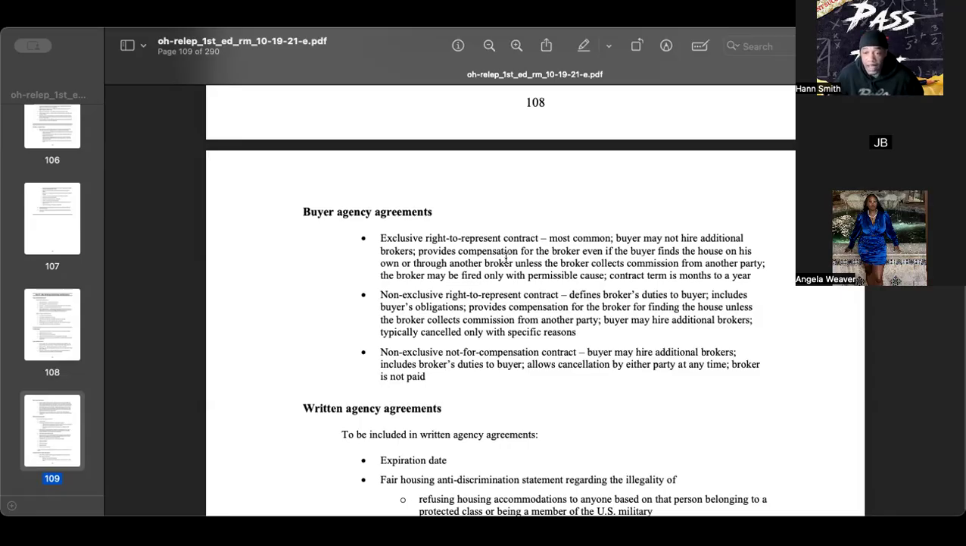Unless the broker collects commission from another party, like the seller. So say, for instance, here's the scenario. You and I have an agreement that you're going to pay me $3,000 to find you a house. You're driving down the street one day on a Sunday and you find a house, and you go to that seller's agent. They're doing an open house. You go in and say, I want this house.